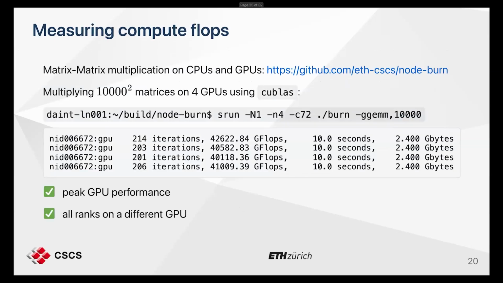So what we test here: we start by measuring compute FLOPS for the performance, and we use a matrix multiplication on CPUs and GPUs. We have this benchmarking tool called NodeBurn. You can check that and also run that on Alps and see if you get the same results. What we are doing here is a GPU GEMM, matrix multiplication of this size, running on one node with 4 MPI ranks, as we explained before.